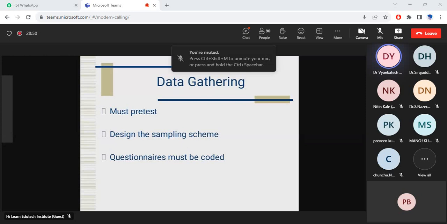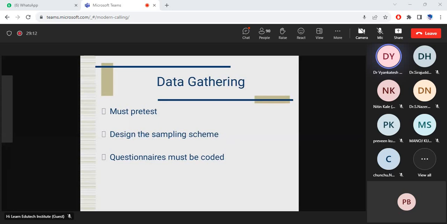Definitely you must design the sampling scheme, and questionnaires must be coded. Because when we use coding, that data must be analyzed by yourself only. No one other than you can do it, because you are generating the data, and anyone else using it doesn't make sense in your research.